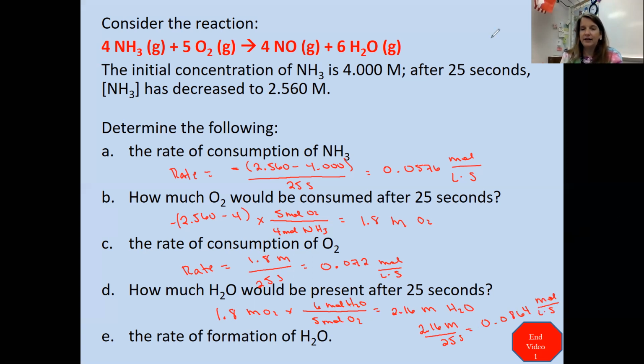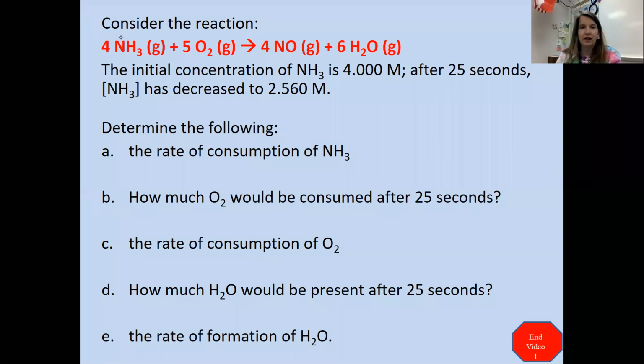Okay. Now I know that this says end of video 1, but I forgot to change that. So we're just going to keep on going. There's a couple of practice problems here we can look at.